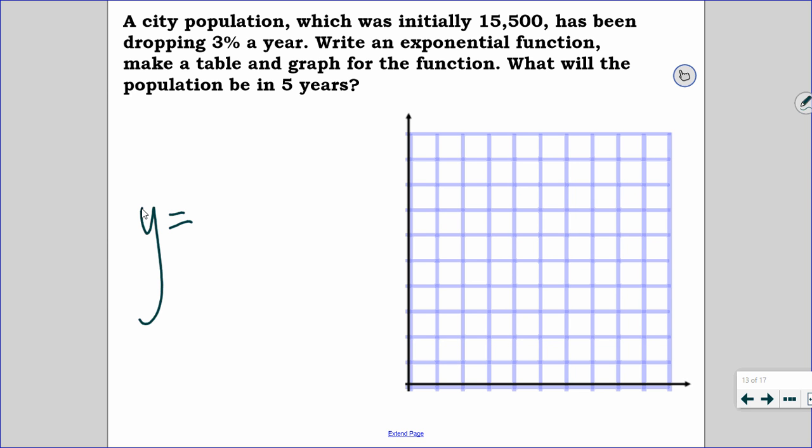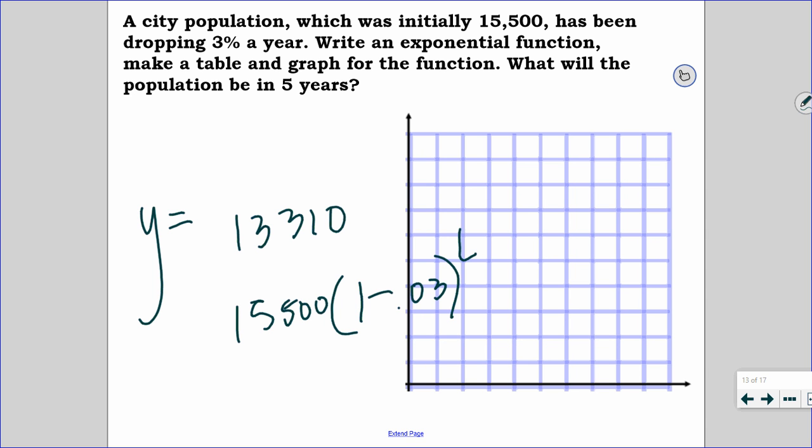Cynthia, what do you get? 13,310. Do you guys agree with that? On my decimal, I got 0.3774, but it's 13,310. So you start with that 15,500, you're decreasing 3% every year. So that would be your equation.